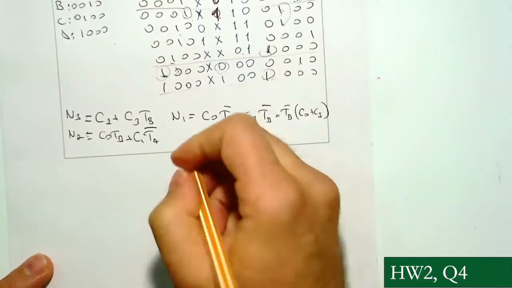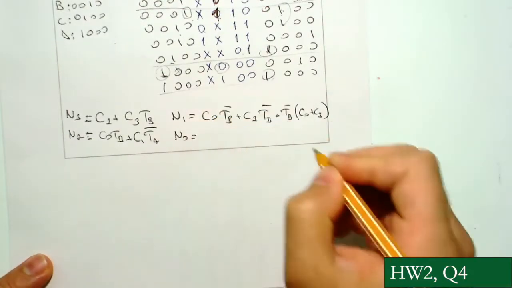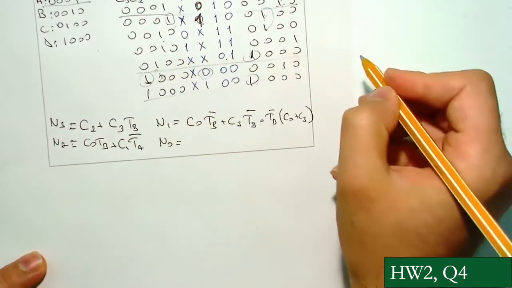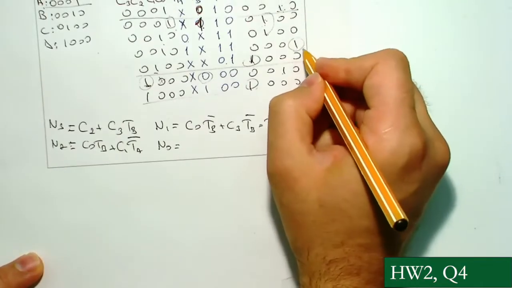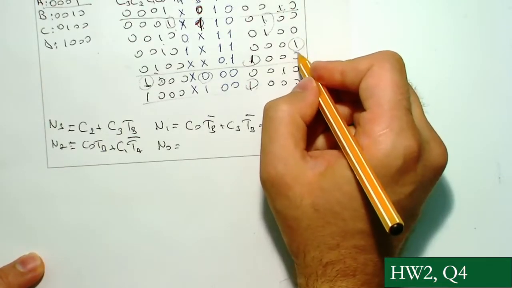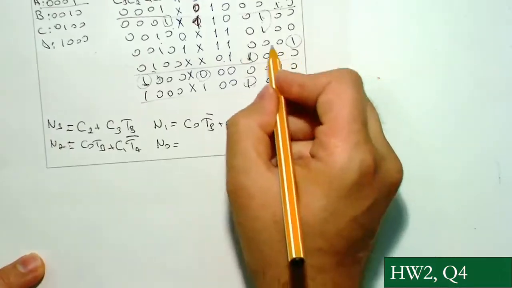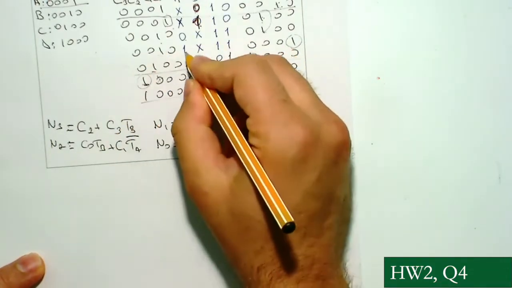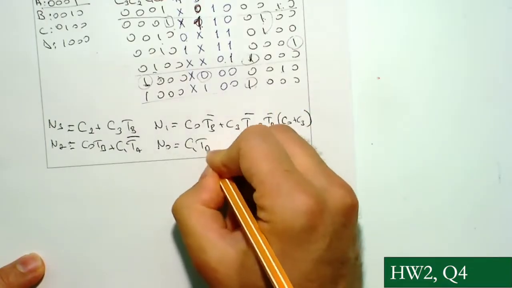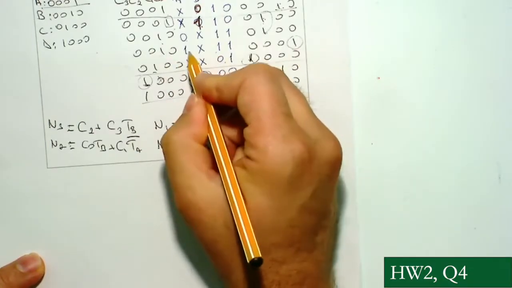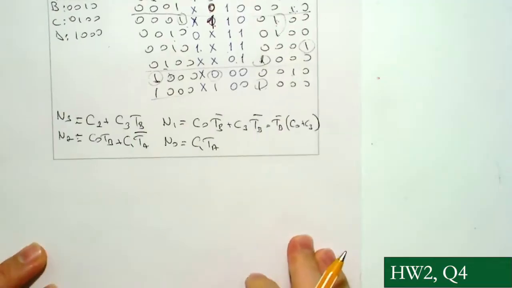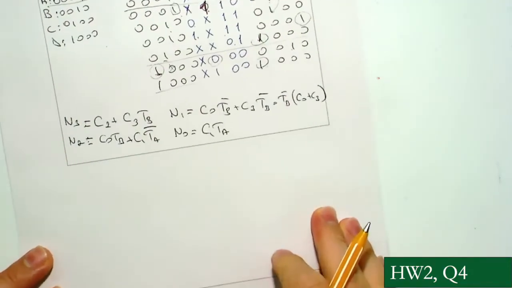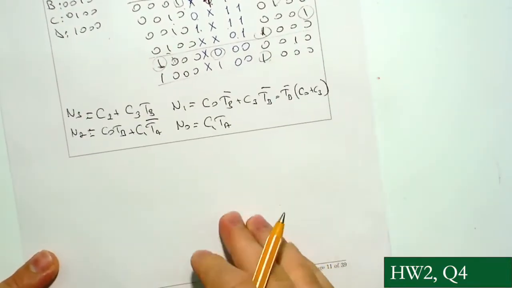Okay. Yeah, for the next N0, I have 1 here, and that's it, I guess. So this means that C1 is 1 and also TA is 1, right? Yes. Okay. So these are the next state logic, the equations for the next states.